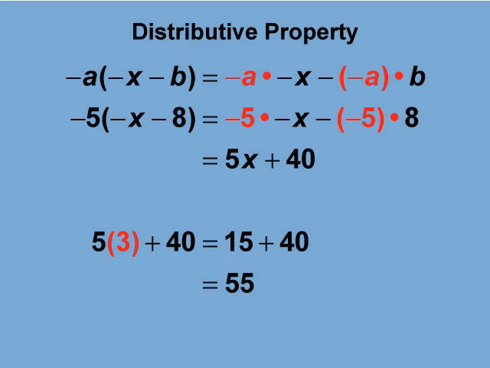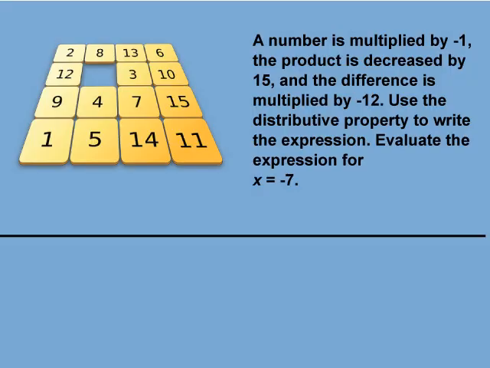Let's look at another example. A number is multiplied by -1, the product is decreased by 15, and the difference is multiplied by -12. Use the distributive property to write the expression. Evaluate the expression for x equals -7. This is an example of converting words into an algebraic expression. Let's start with this part.